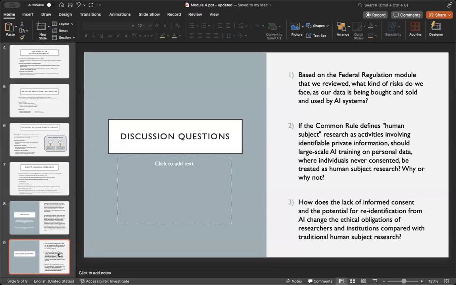Last but not least, how does the lack of informed consent and the potential for re-identification from AI change the ethical obligations of researchers and institutions compared with the traditional way of doing human subject research? So, those are our three questions for the week.